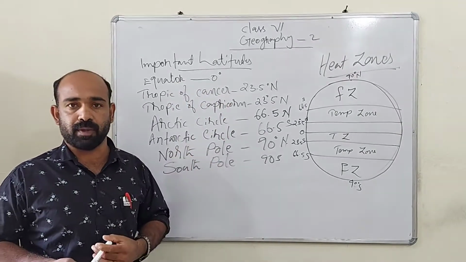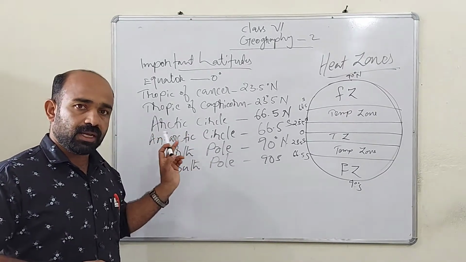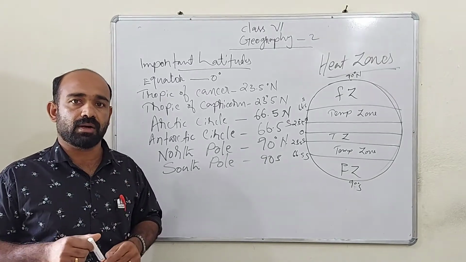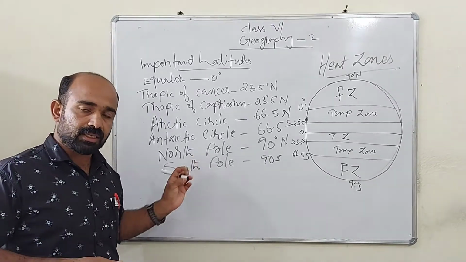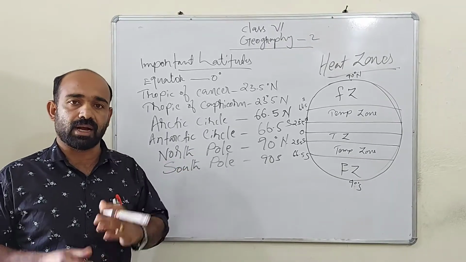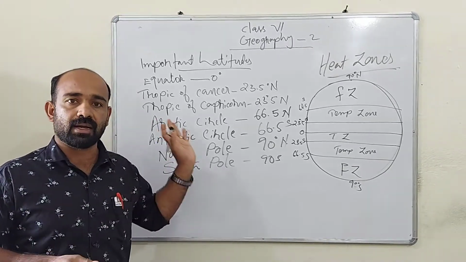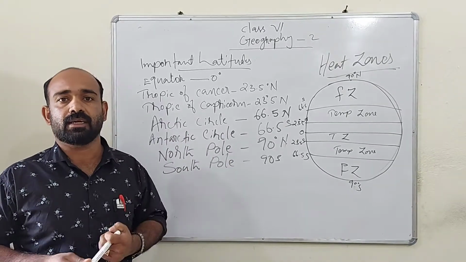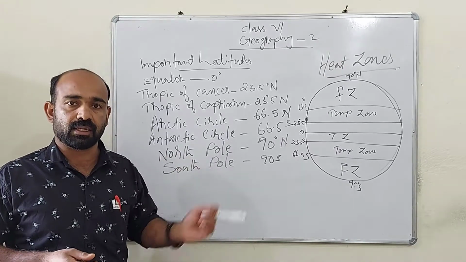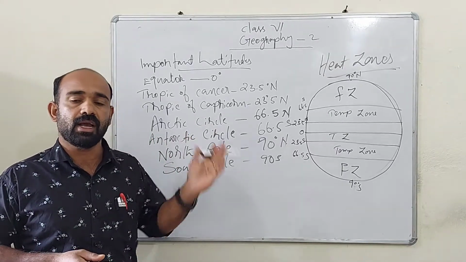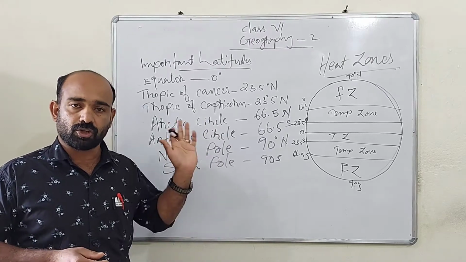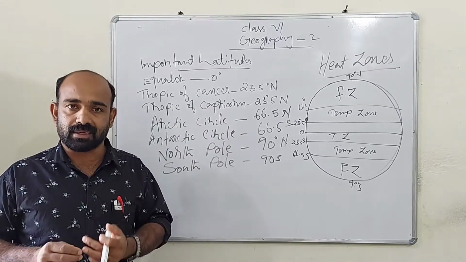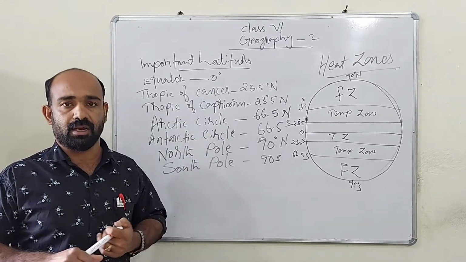In the southern hemisphere, at 23.5 degrees south of the equator, one important latitude is passing, that is called Tropic of Capricorn. At 66.5 degrees south of the equator, another important latitude is passing, that is called Antarctic Circle. And at 90 degree, one important latitude is there, that is called South Pole. These are the important latitudes: Equator, Tropic of Cancer, Arctic Circle, North Pole, Tropic of Capricorn, Antarctic Circle, and South Pole.